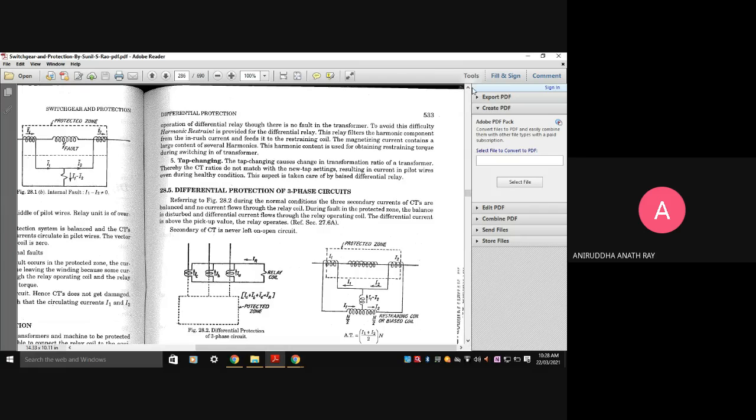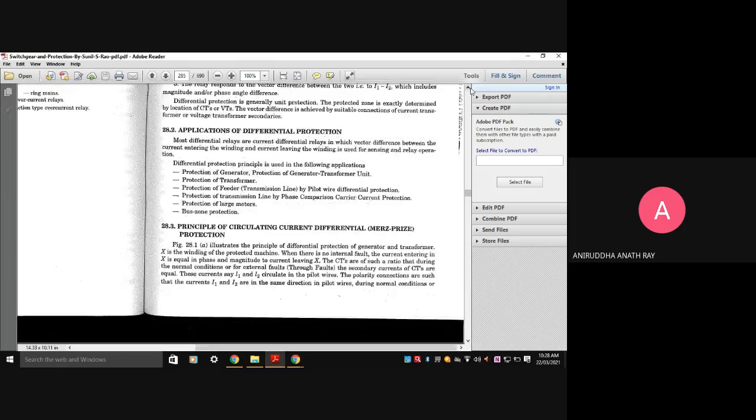Next, let us now look at the principle of circulating current differential protection.